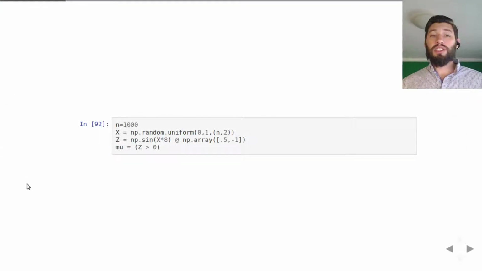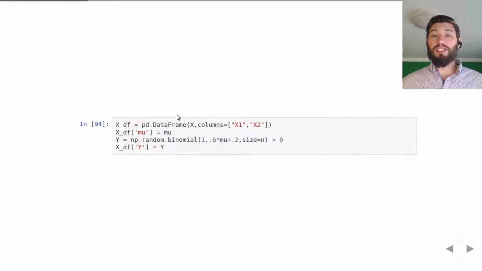Okay, so let's construct a toy data set to illustrate our purposes. We create a uniform data set, and then we apply some arbitrary transformation to the data to get it to be univariate, just a single number. Then we ask whether this arbitrary transformation is greater than 0 or not, and that determines which class you're more likely to be in for a binary classification problem.